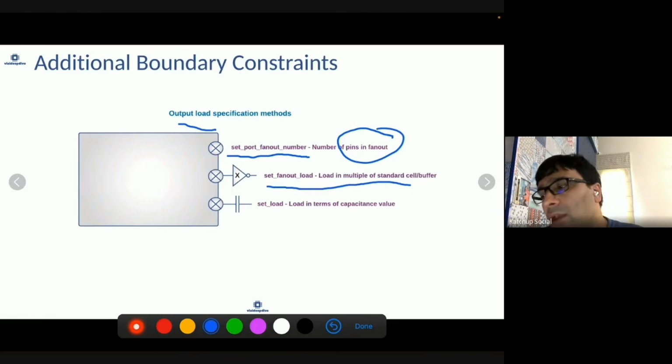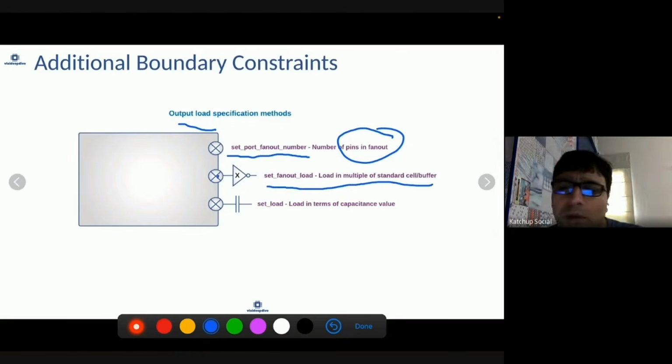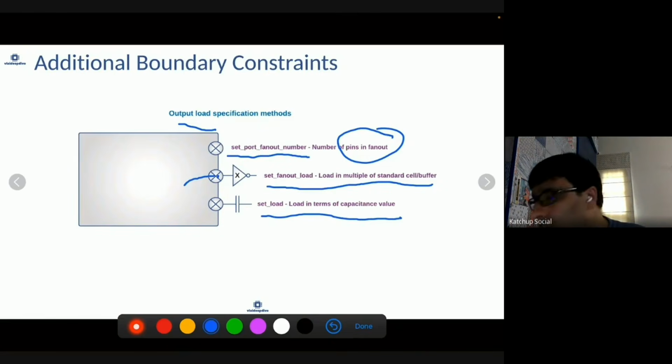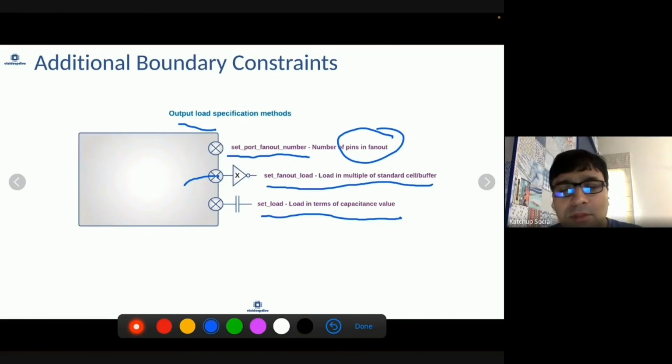Or you can specify load in terms of multiples of a buffer. For example, you can specify the fan out load on this as, let's say, 5 times a particular buffer. Or you can specify the load in terms of capacitance value, and these are then used by the tool to calculate transition times on the output port, and whether those are meeting the thresholds or not. So these additional boundary constraints are typically specified automatically in most of the STA flows, or you can use one of the constraints to specify this.